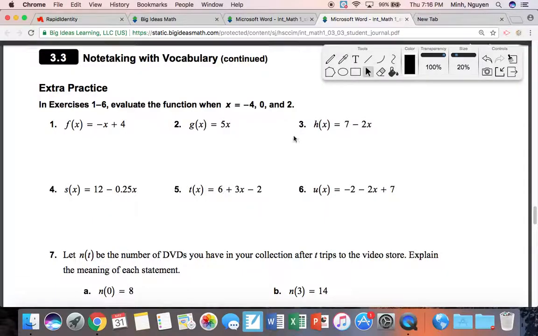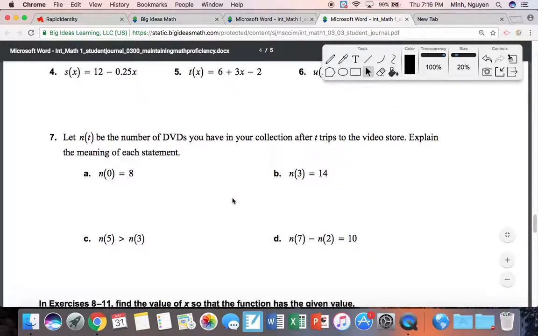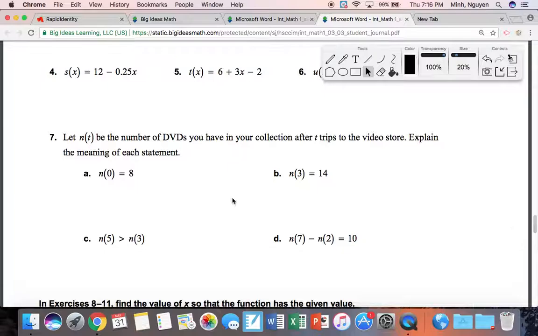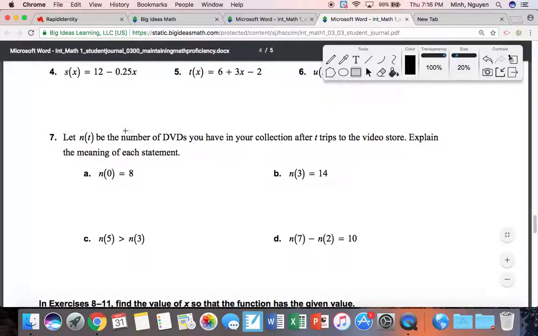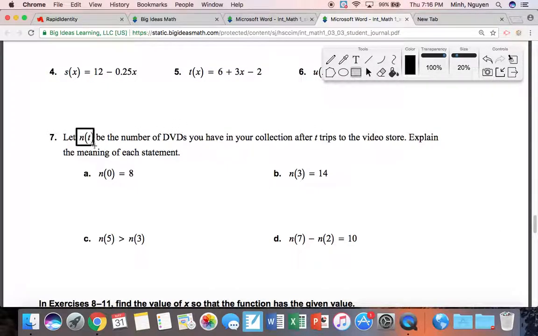Okay, so moving on. Let N of T be the number of DVDs. So N of T, the whole thing, represents the number of DVDs. So the whole thing here is N of 0, but within that, T is the number of trips. So the whole thing here is the number, and that's 8. So the number of DVDs you have is 8, and the number of trips you have gone on is 0.